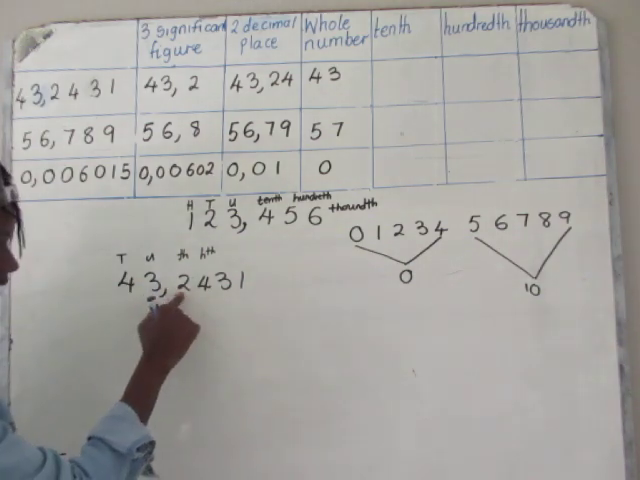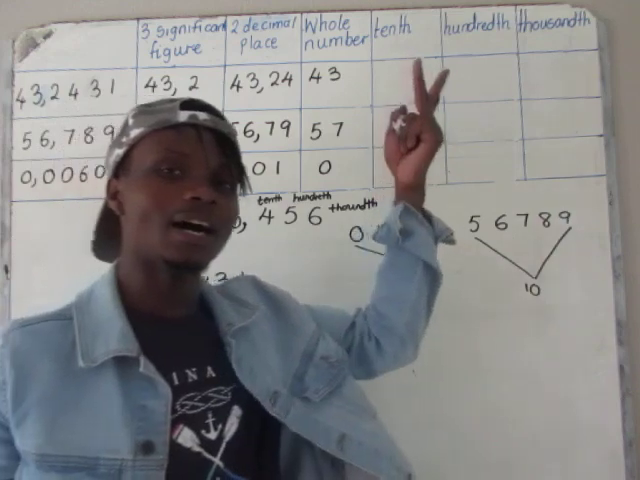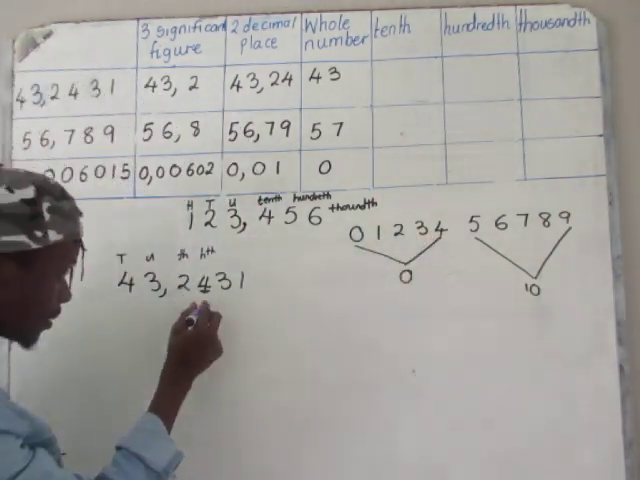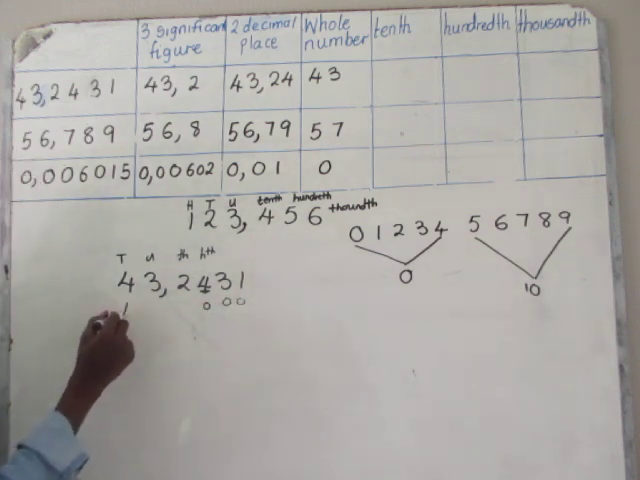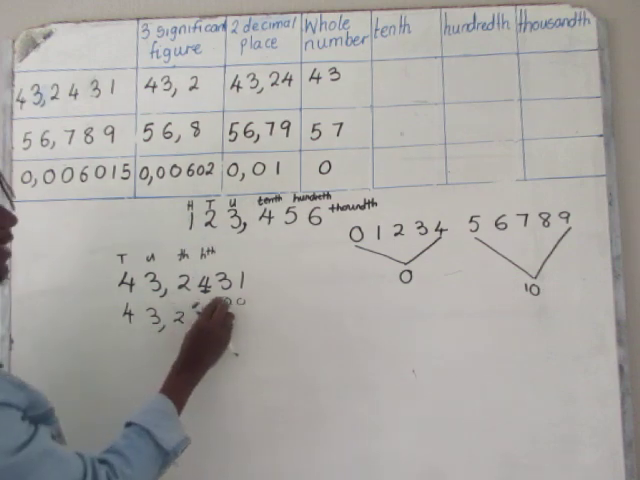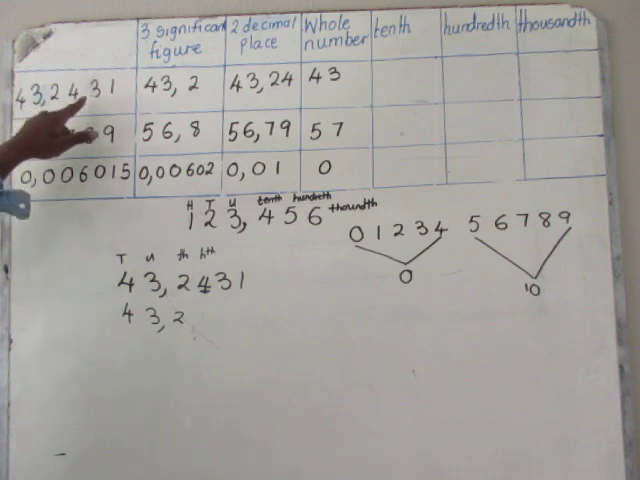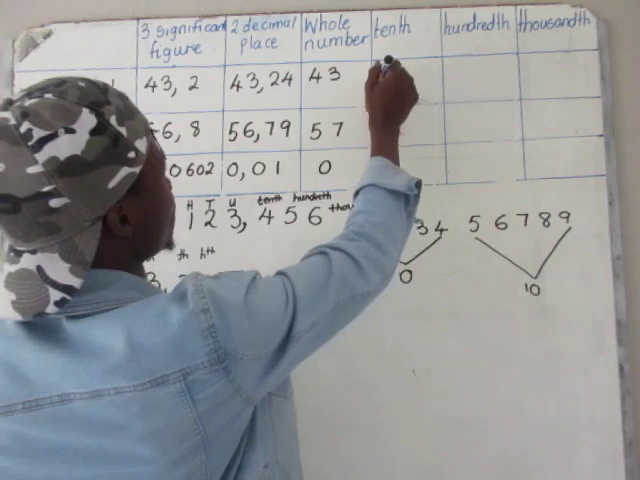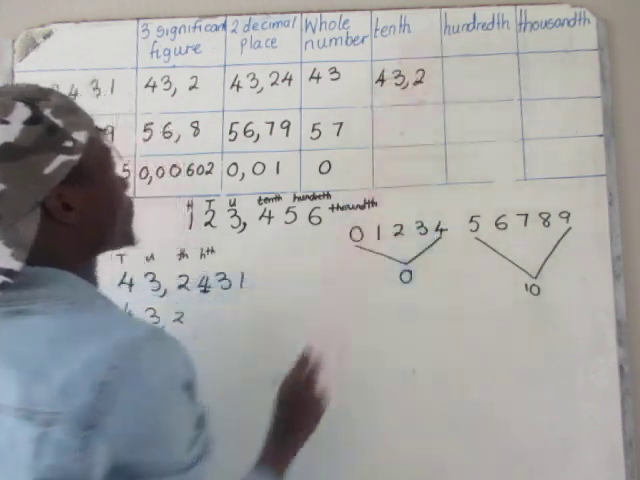I want to be left with this tenth, so I look at this number, which is 4. Does 4 round up or down? 4 rounds down to 0. So 4, you're going to be 0, and the rest of your friends are going to be 0, isn't it? So we are left with 43.2. So we don't need to write these ones. So 43.2431 to the nearest tenth is 43.2.